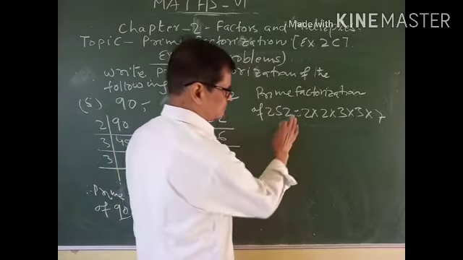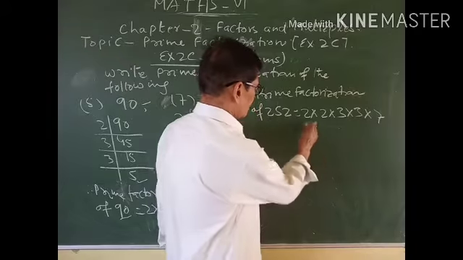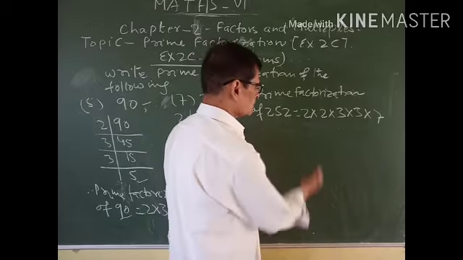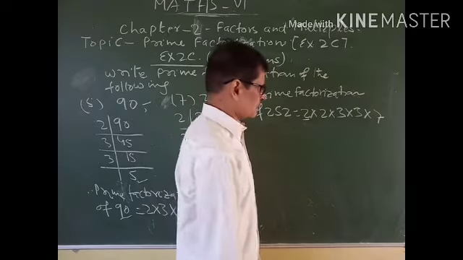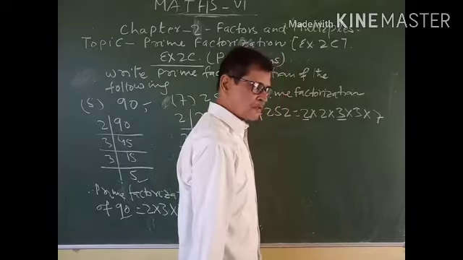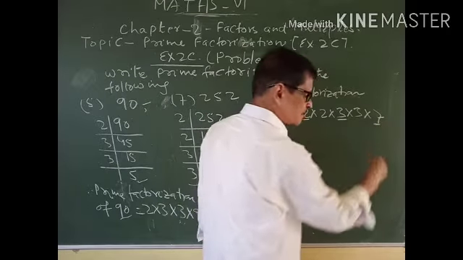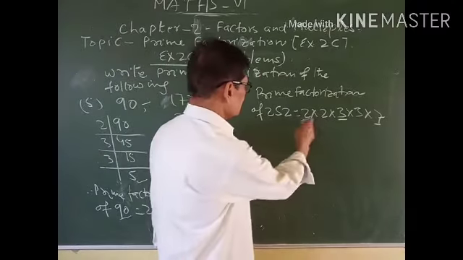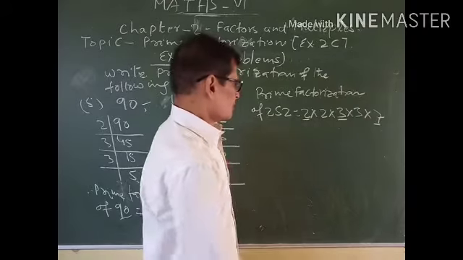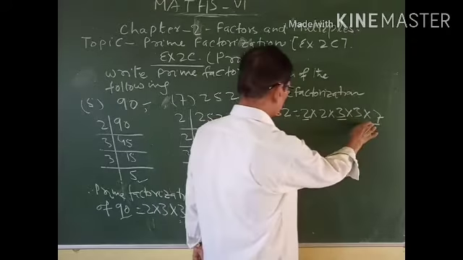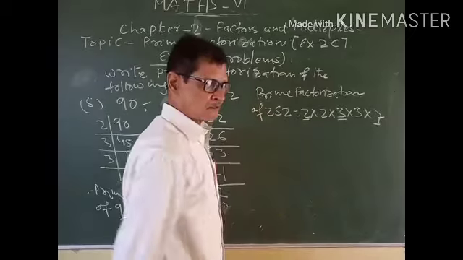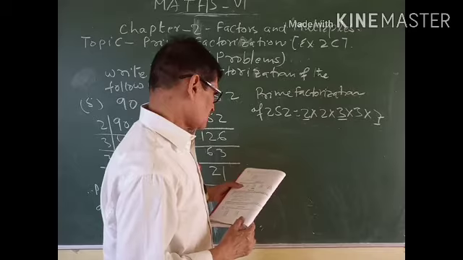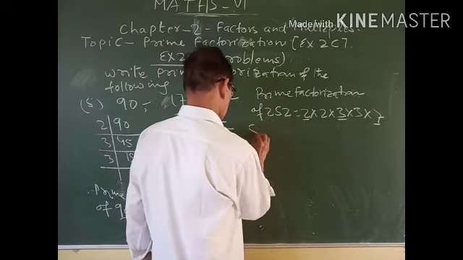Now observe the properties of the factors which are involved in prime factorization. 2 is a prime factor, 3 is also a prime number, 7 is also a prime number. Thus we observe that all these numbers are prime numbers. So this expression represents the prime factorization of 252. Now come to question number 8.